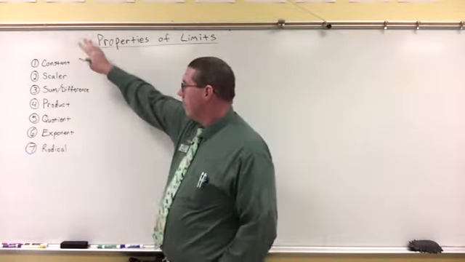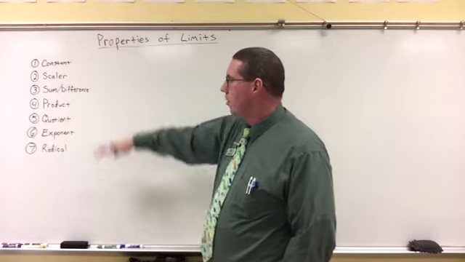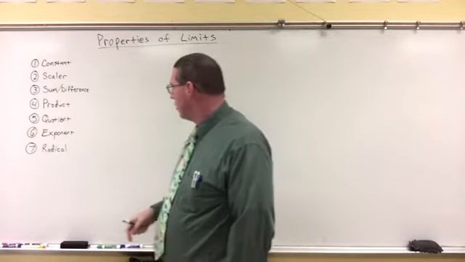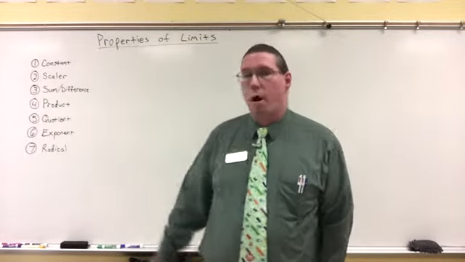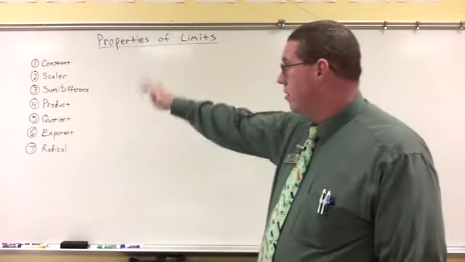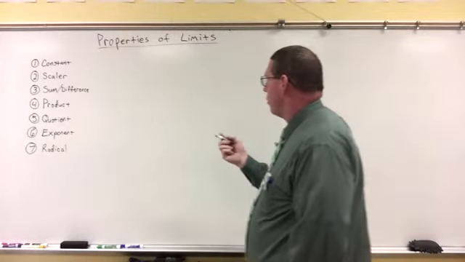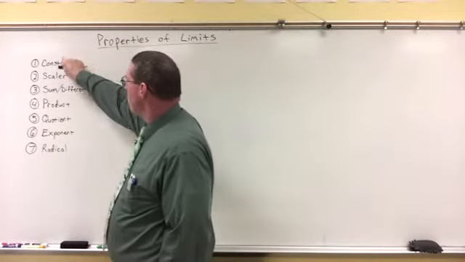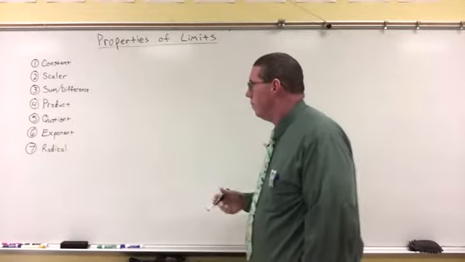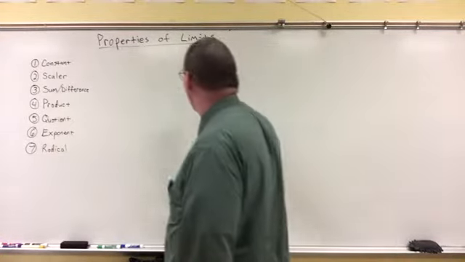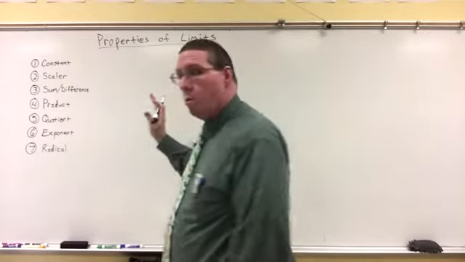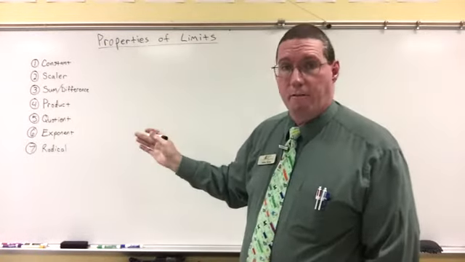There are probably more than this, and it depends on who you are or who the math instructor is as to how many properties there are, but I'm going to give you 7 properties of limits. You can see them all over here, and we'll start with the first one. The first one is the property of limits where the function itself is a constant. So when we say a constant, we're referring to a number that does not have a variable in it.